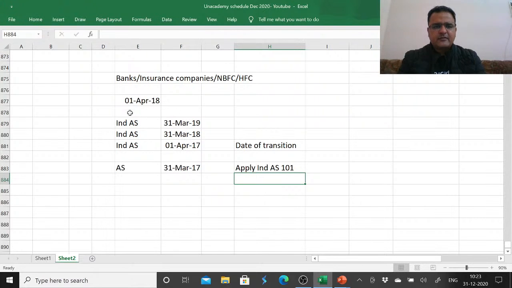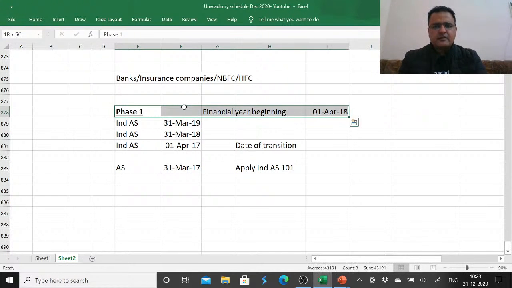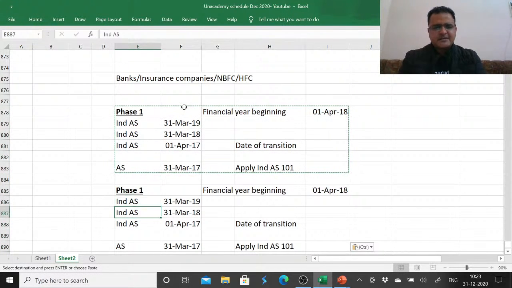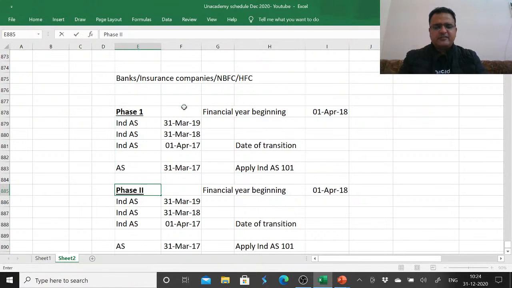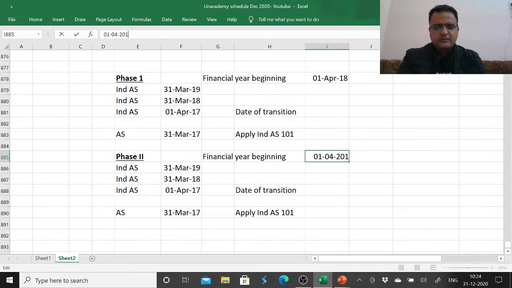So in the phase 1, these were the dates. In phase 1, it was applicable from financial year beginning 1st April 2018. In phase 2, they were supposed to implement. The phases are applicable in the same manner, like all the entities worth over 500 crore, all the listed entities in the second phase, unlisted entities more than 250 crore. So this was applicable from 1st April 2019. So that means 2020 balance sheet was supposed to be based on Ind AS. In phase 2, the date of transition turns out to be 2018, which required conversion of the balance sheet of 31st March 18 and need to apply Ind AS.